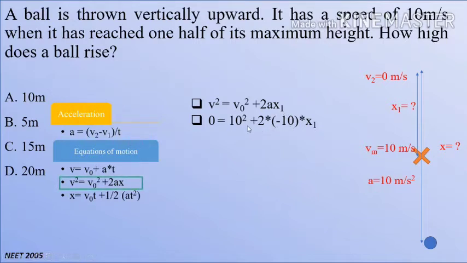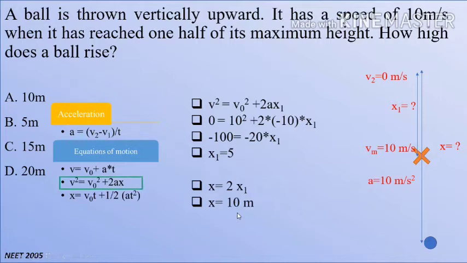So calculating this, we will arrive at minus 100 equal to minus 20 x1, and x1 will be equal to 5 meters. So the half of the distance is x1, that is 5 meters. So total distance will be x equal to 2x1, and that will be equal to 10 meters. So the correct answer is option A, that is 10 meters.